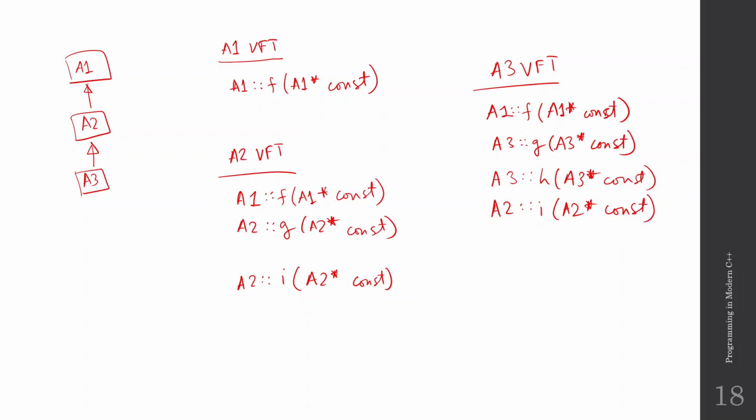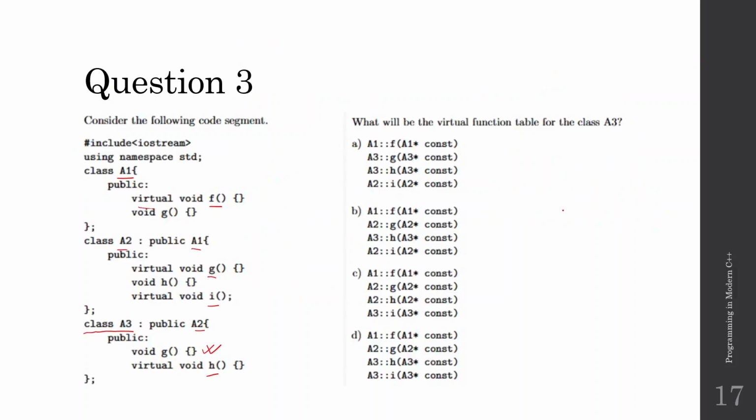So as you can see, this is the VFT for A3. For f we have A1, for g and h we have A3, and for i we have A2. And this is matching with option A. Anybody has any questions on this?